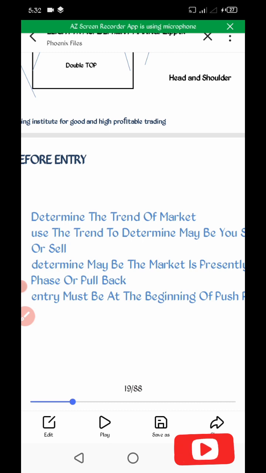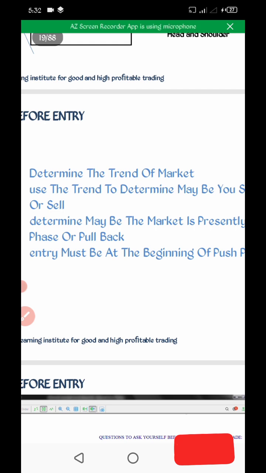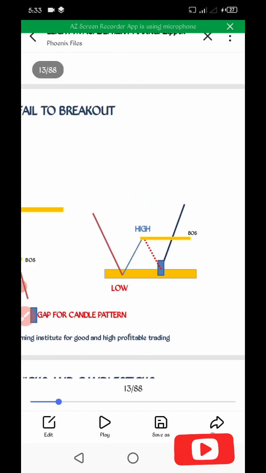The second thing you need to ask yourself is, what is the present phase of this market? Is it in pushing phase or pullback phase? Then when you determine that maybe the market is in push phase or pullback phase, you will know that you will wait for a pullback to form before placing trade. You enter the trade at the beginning of push phase. Let me show you what I mean by push phase.